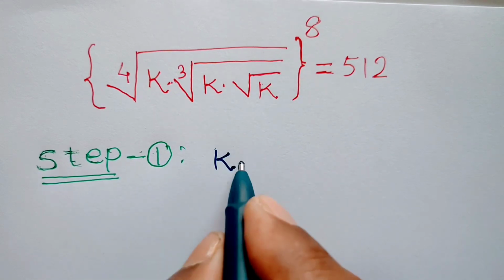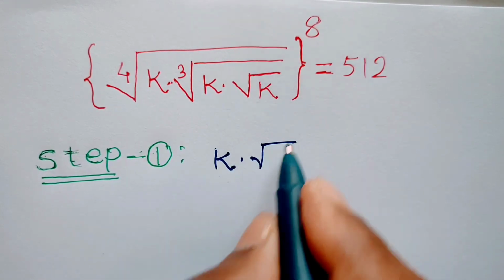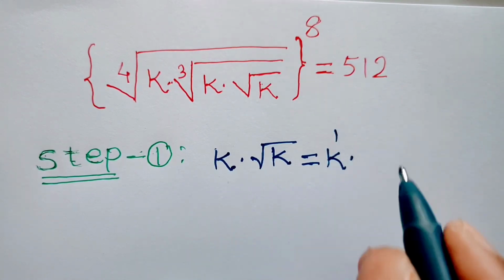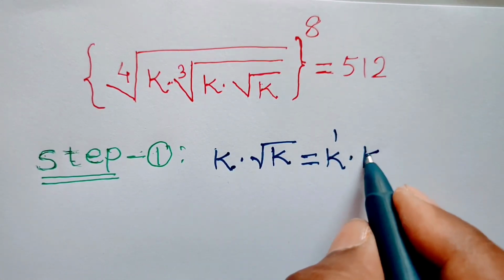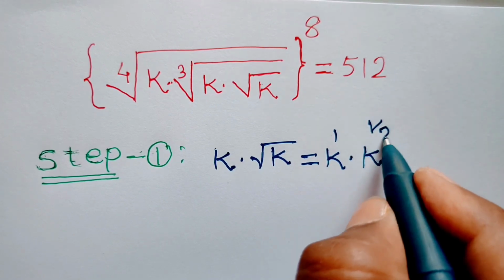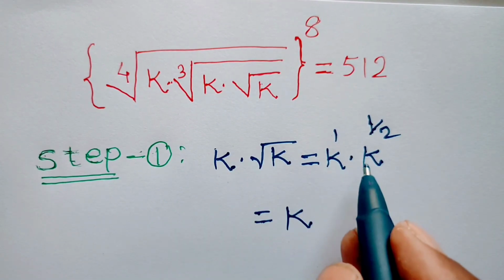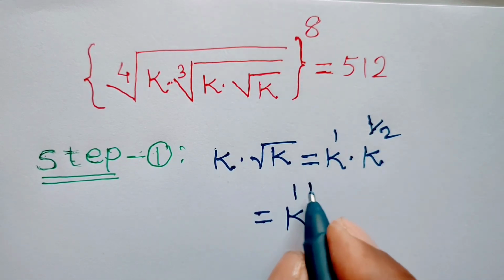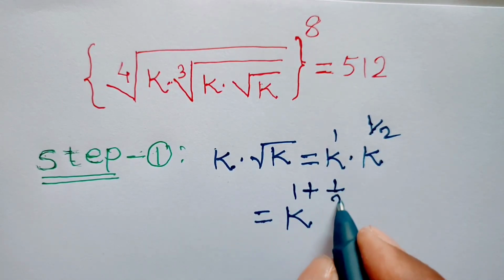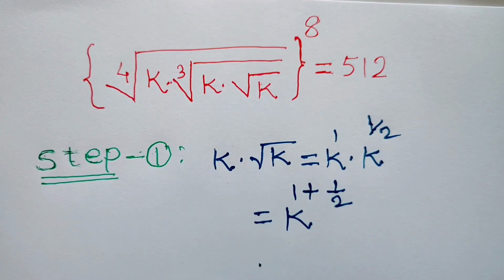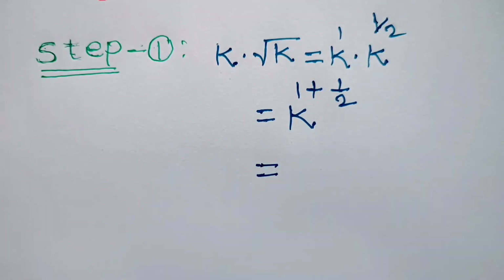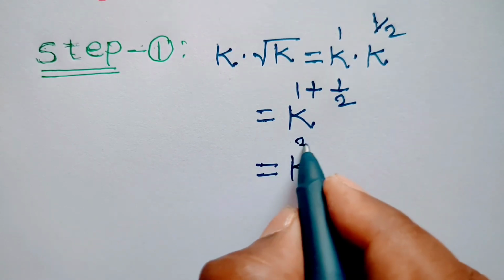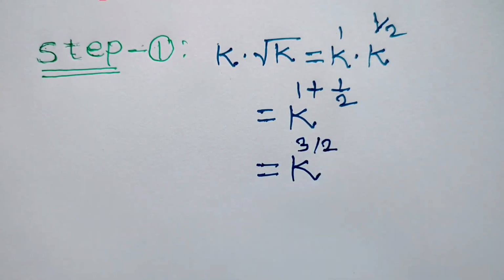So k into square root of k is equal to k to the power 1 into square root of k, which can be written as k to the power half. Then base is same, sum of the powers. So k to the power 1 plus 1 upon 2, which is equal to k to the power 1 plus half is equal to 3 upon 2.